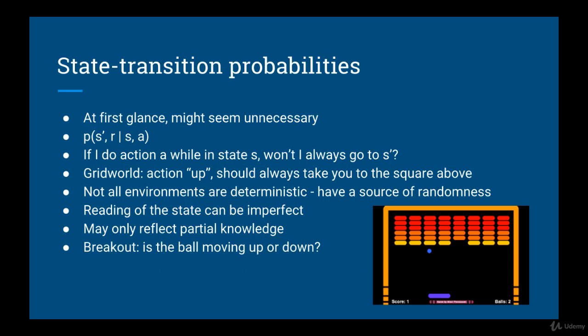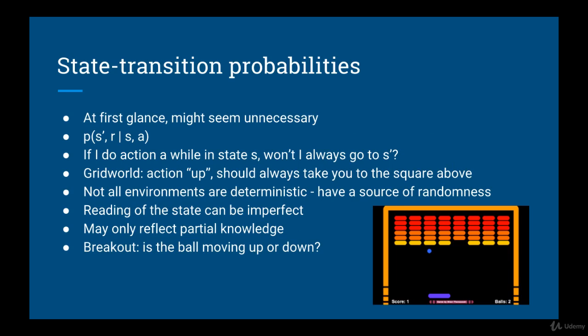Next, we have state transition probabilities. At first glance, these might seem unnecessary. Consider grid world. If you press the up button, you should go up to the next square. This square should always yield the same reward. This seems deterministic, so you might wonder why we need to model this as a probability. The answer is that not all environments are deterministic, so the environment itself can be one source of randomness.